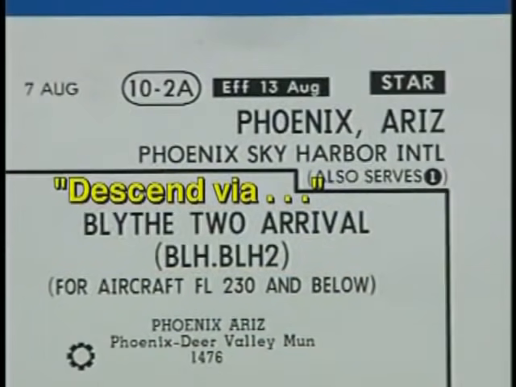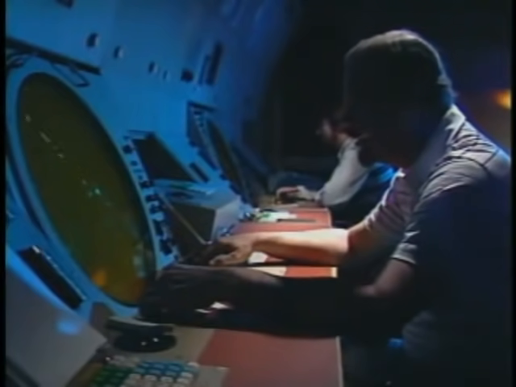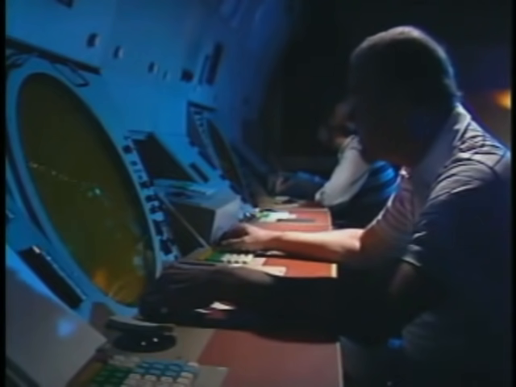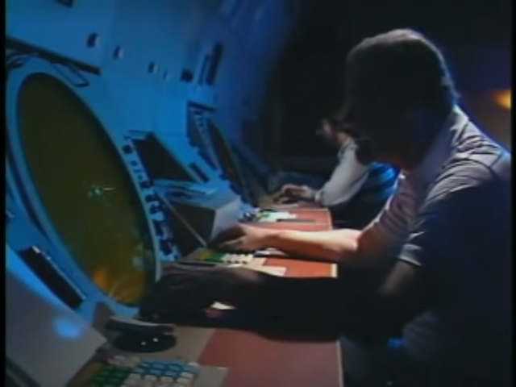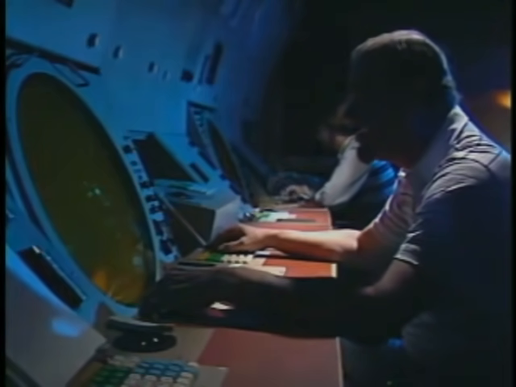A descend via clearance simply instructs you to follow the altitudes published on the STAR. If you were instructed to descend via the Blythe 2 arrival, you would be expected to stay above the MEAs published on this chart. If ATC amends your route or altitude to something different than what is published on the STAR, it effectively cancels the procedure and places you on radar vectors.